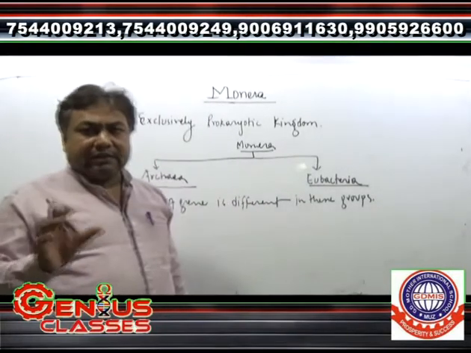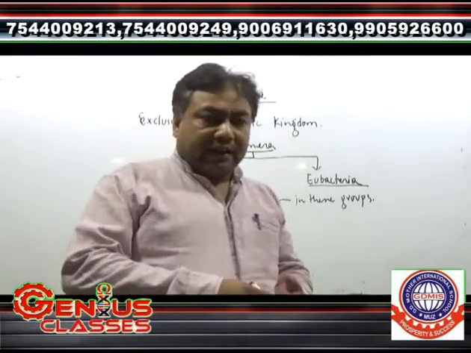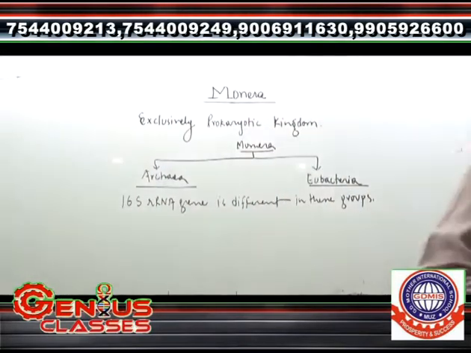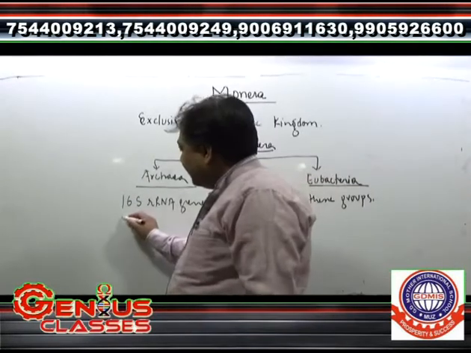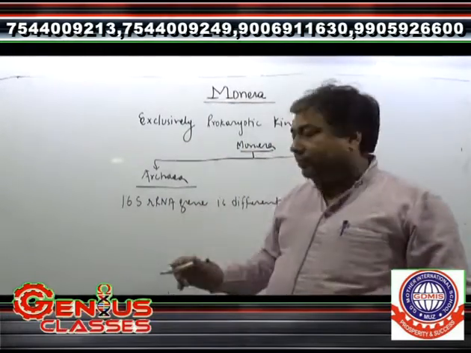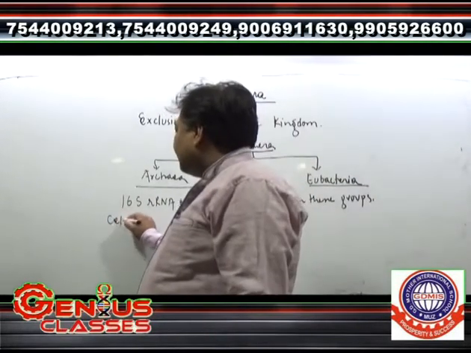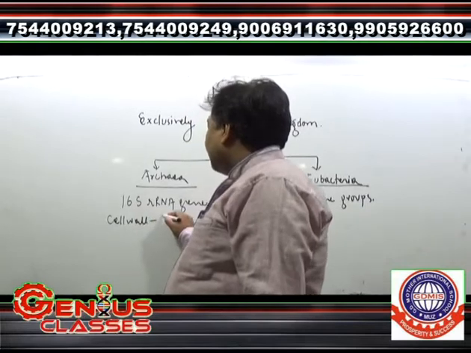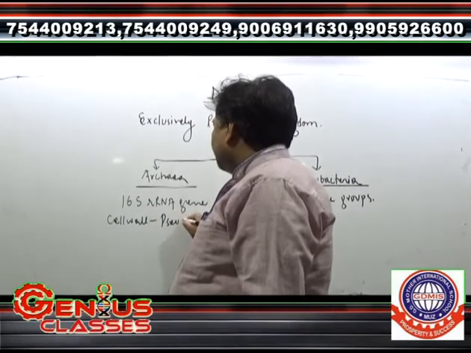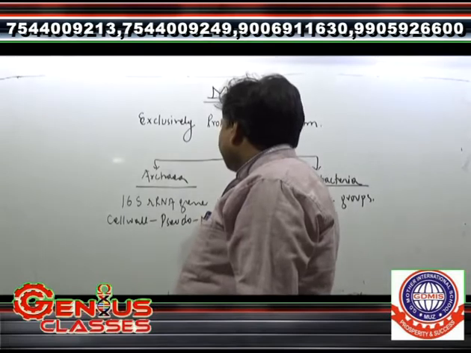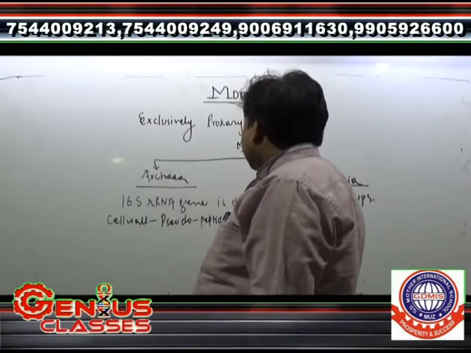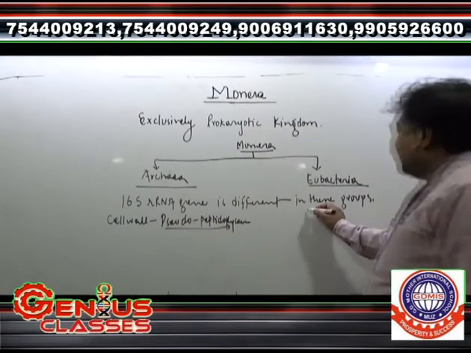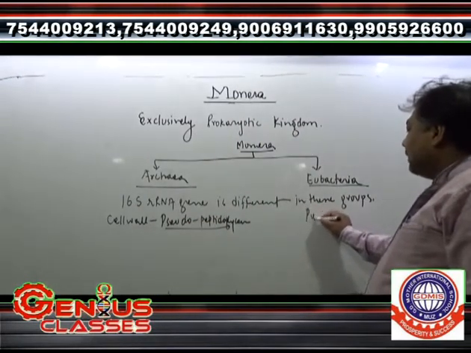Other differences between Archaea and Eubacteria is the cell wall. Here the cell wall is made up of pseudopeptidoglycan, and here the cell wall is made up of peptidoglycan.